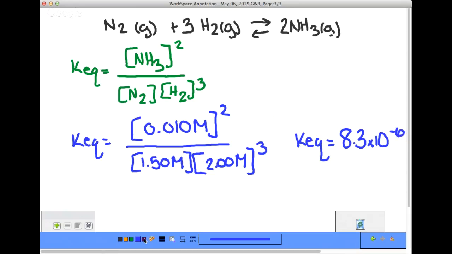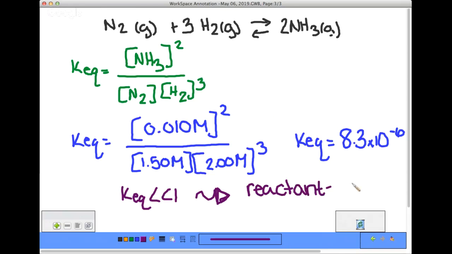So what this value tells us is that since KEQ is less than 1, that means that the denominator is really big, and our denominator represents our reactants. So this tells us that the equation at equilibrium is reactant favored. So the reaction is reactant favored. So there is 2A.